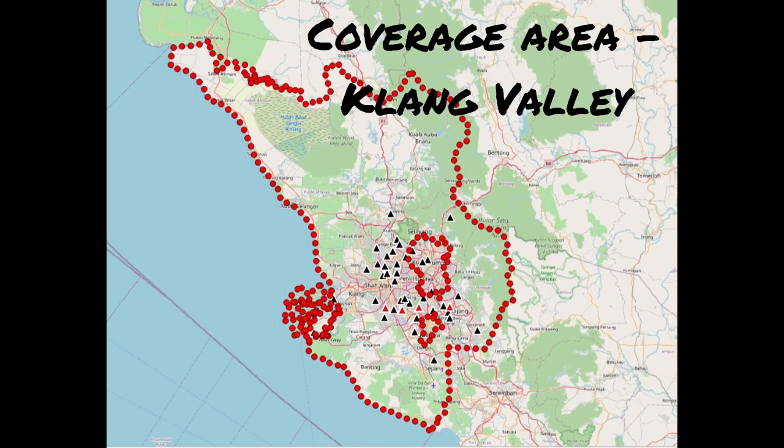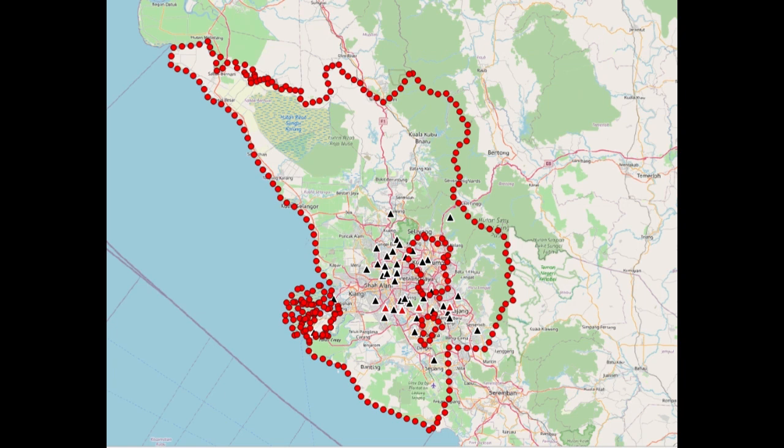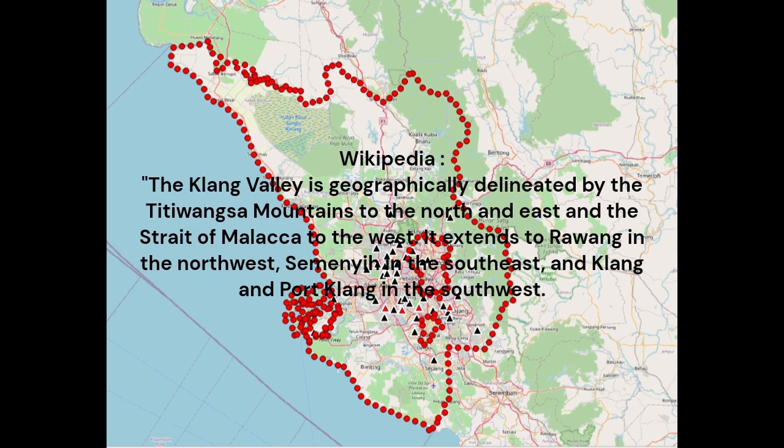The coverage area of this case study is located in Klang Valley, which encompasses Greater Kuala Lumpur. Wikipedia describes Klang Valley as geographically delineated by the Titiwangsa Mountains to the north and east and the Strait of Malacca to the west. It extends to Rawang in the northwest, Seremban in the southeast, and Klang and Port Klang in the southwest. The conurbation is the heartland of Malaysia's industry and commerce.